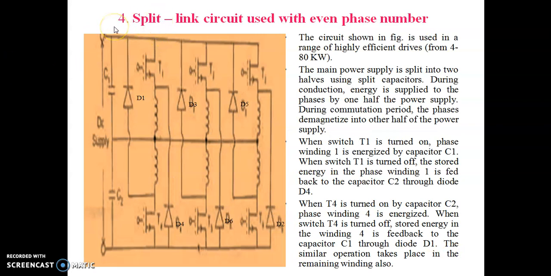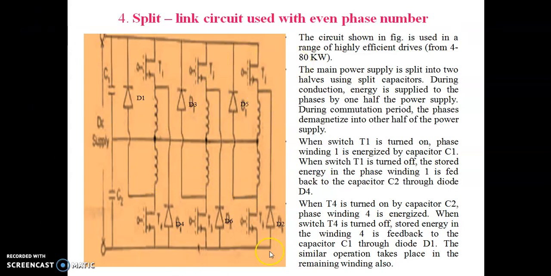Now, in order to overcome all the drawbacks in the third type, we are going for the fourth type, which is nothing but the split link circuit used with even phase number. And this is a circuit diagram of this, and here also we are using 6 semiconductor switches and 6 diodes, and the phase winding is split into A and A', B and B', and C and C'.